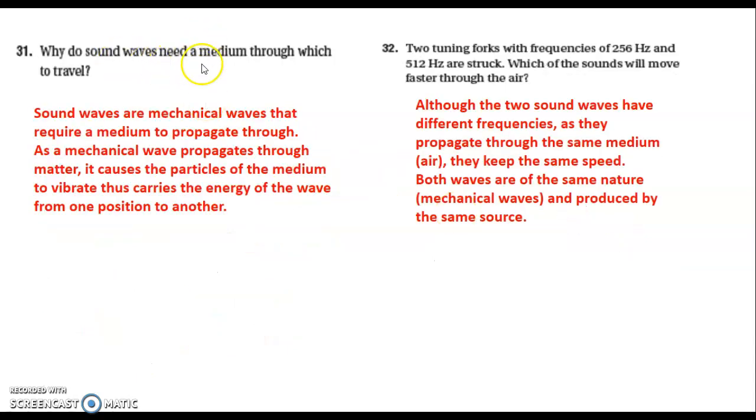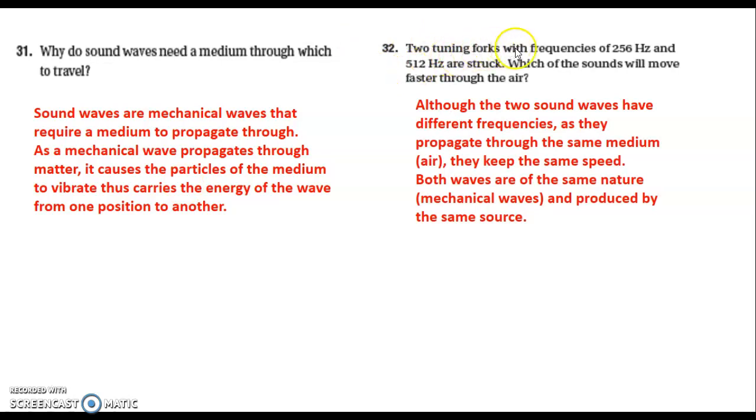Why do sound waves need a medium through which to travel? Sound waves are mechanical waves that require a medium to propagate through. As a mechanical wave propagates through matter, it causes the particles of the medium to vibrate, thus carrying the energy of the wave from one position to another. So it is necessary that the sound wave propagate through a medium because its propagation is all based on the vibration of one particle causing the vibration of the nearby particle, and thus transferring the wave carrying energy from one position to another.